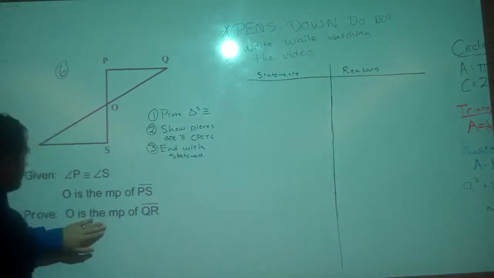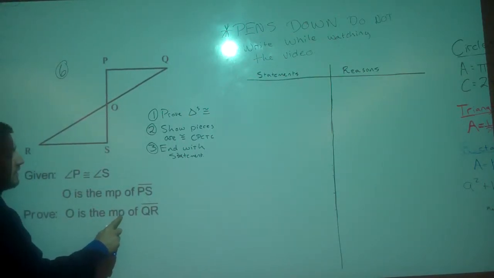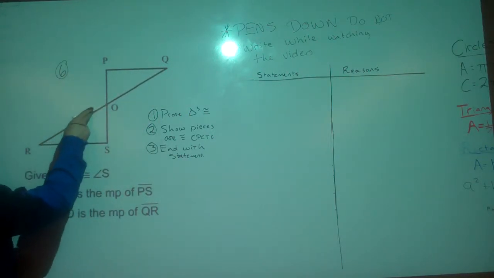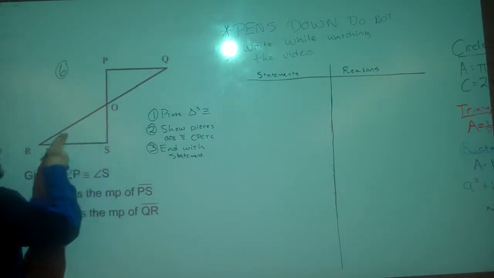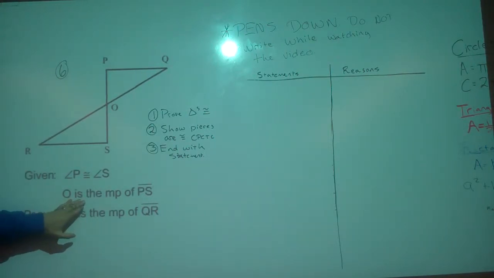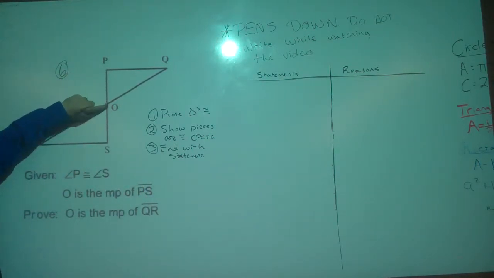The goal of this proof is to show that O is in the middle. It's the midpoint of QR, which is this side coming straight down. I'm sorry, not straight down, coming at an angle here. One thing I want to clarify in this video, it's given here that O is in the middle of PS, which is the straight up and down one.